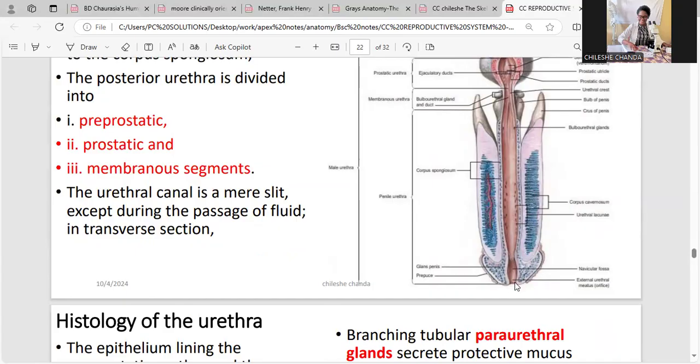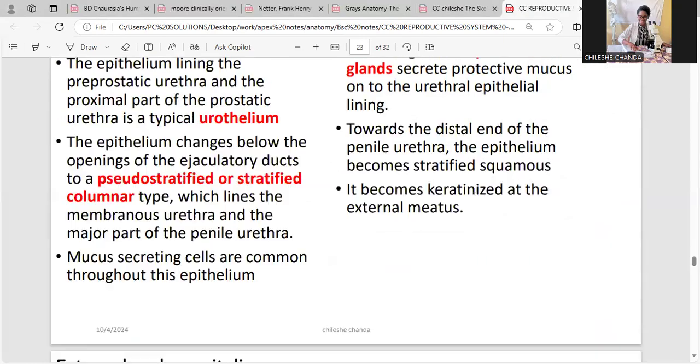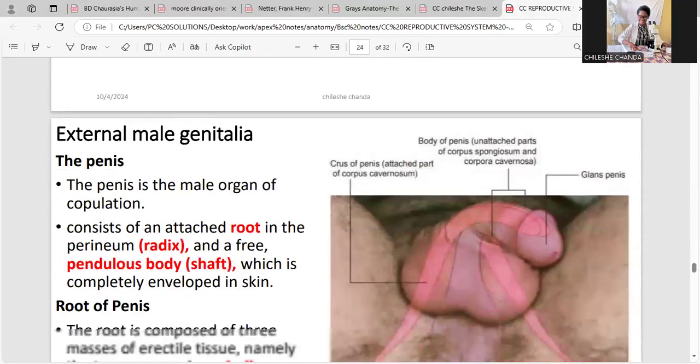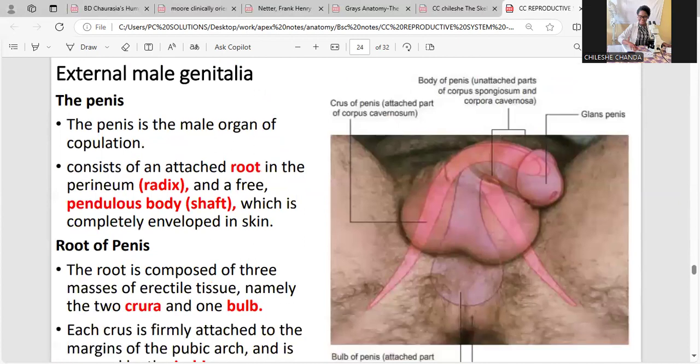And at the outer portion, you are likely to find that it's even keratinized. Okay, so those are the internal male genitalia. Now let us look at the external male genitalia. One, we have the penis, and two, we have the scrotum.